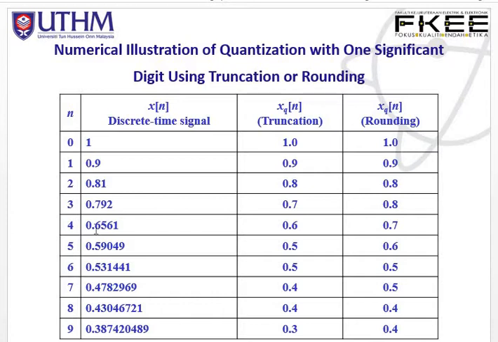And for 0.792, the nearest one is 0.8. And for truncation, I choose a value smaller than 0.79, that is 0.7. Similarly, for 0.65, it is more than 0.65, so rounding gives 0.7. But for truncation, again, you take a value lower than this one, so you have 0.6. Okay, now you understand?